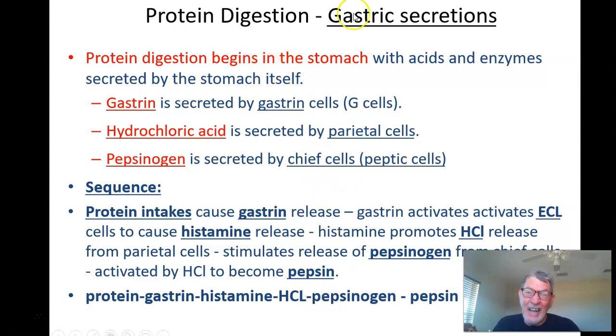So it's kind of a lot of stuff to remember. But look: protein, gastrin, histamine, HCl, pepsinogen, then you've got pepsin, and then you can start your digestive process.